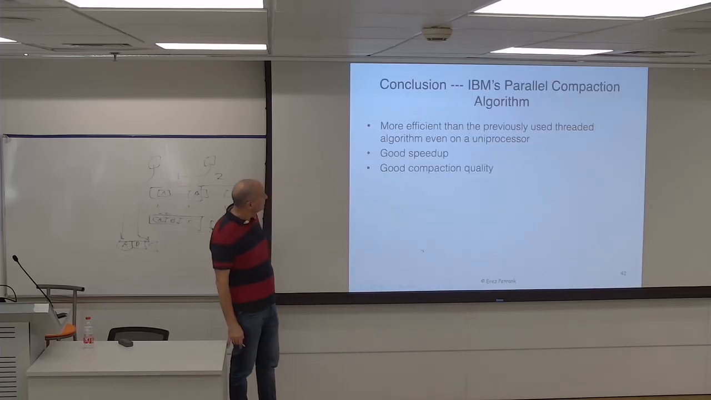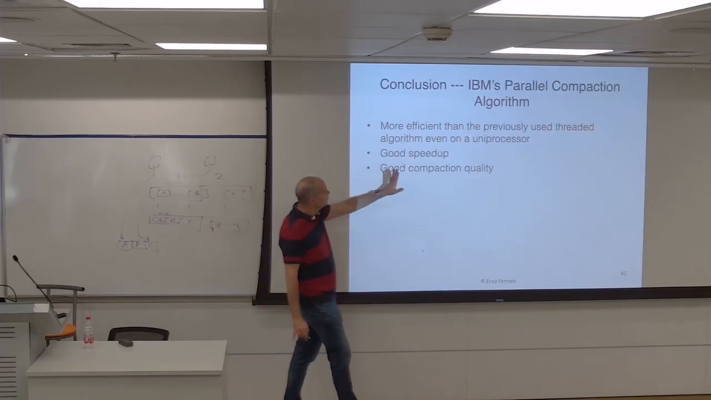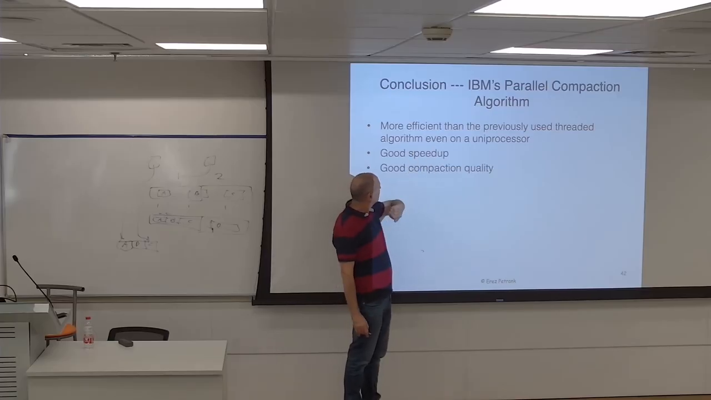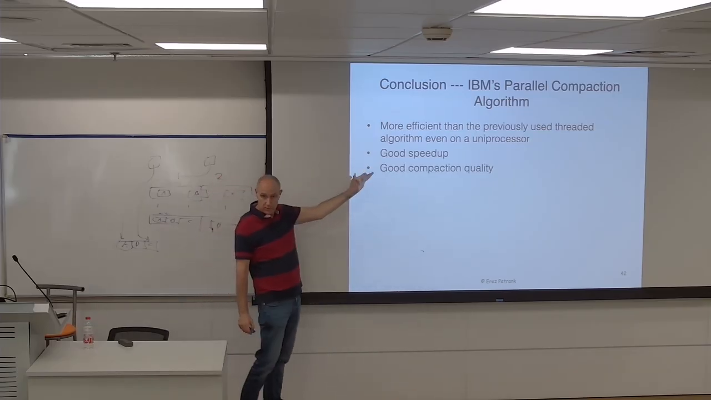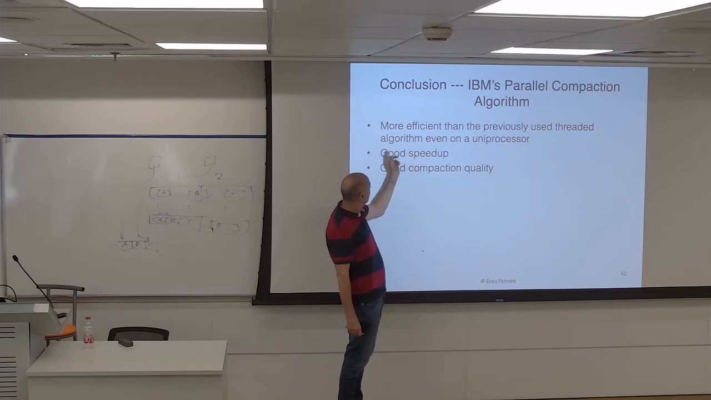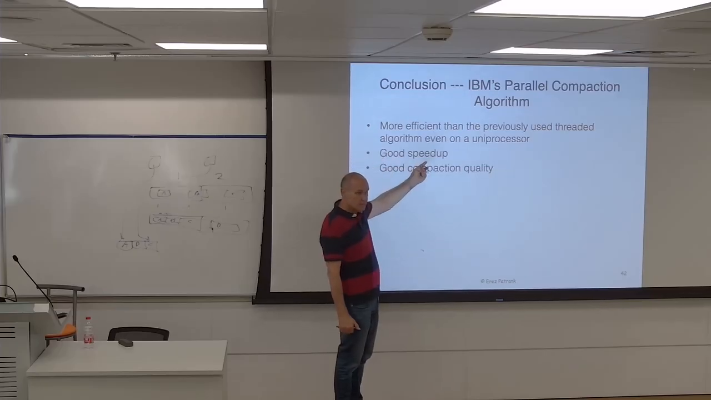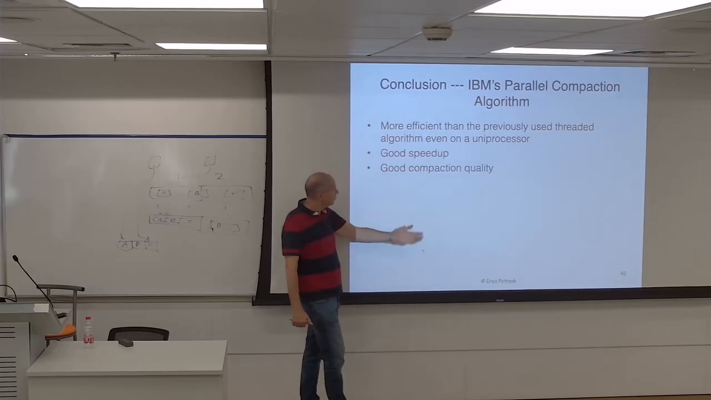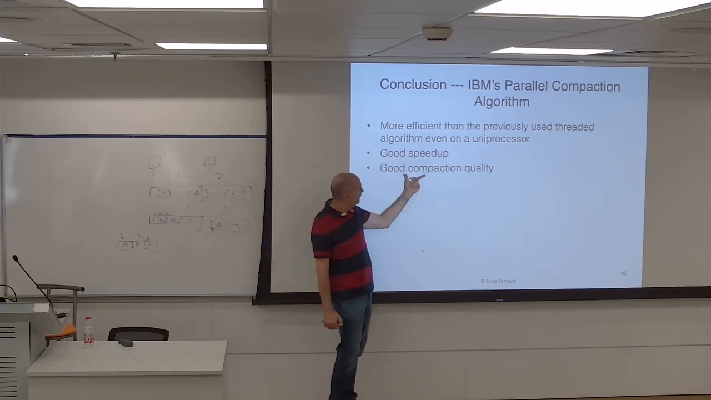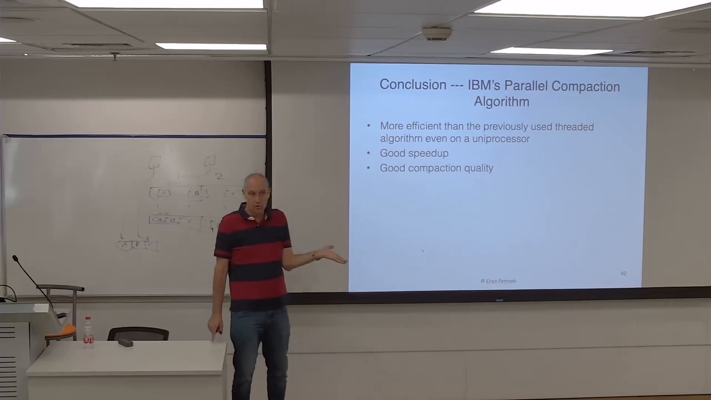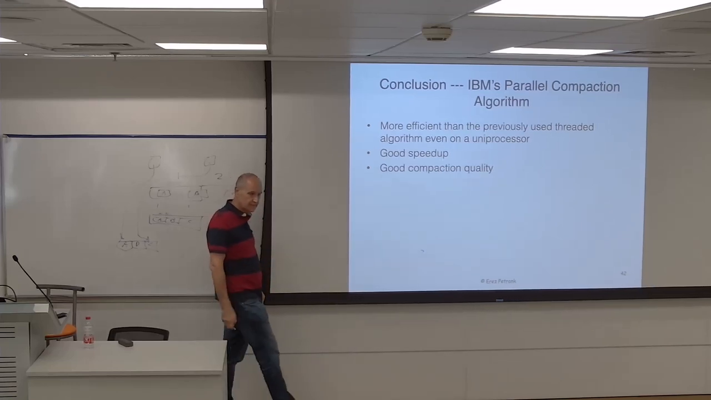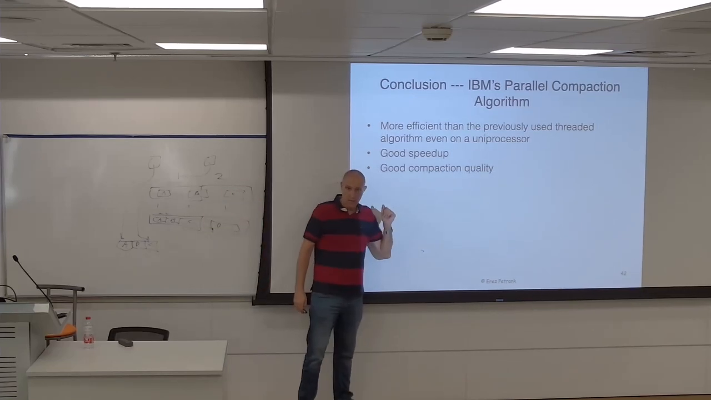There's another benchmark. I will not go into it, but so to conclude, Diab's algorithm, IBM's, is more efficient than the threaded algorithm that was used before that, and has a good speed up. So parallelism helps. If you add more cores, you get better performance, and compaction quality is as good as the threaded. It's as good as sliding. Okay, yeah.